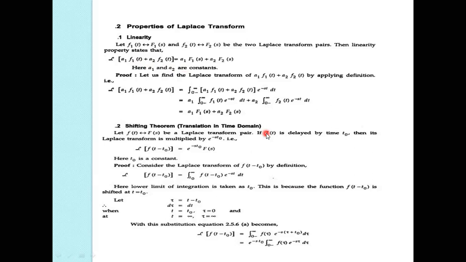Same equations in the Fourier transformation and the Fourier series also. The input is the same, a1 x1 of t plus a2 x2 of t. But in the frequency domain, for the Fourier series, it means x1 of k and x2 of k.